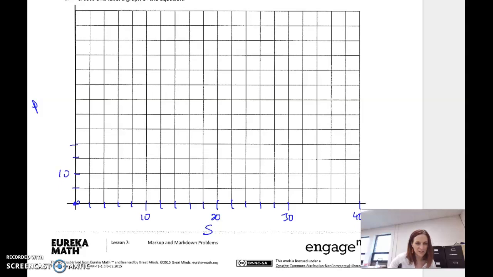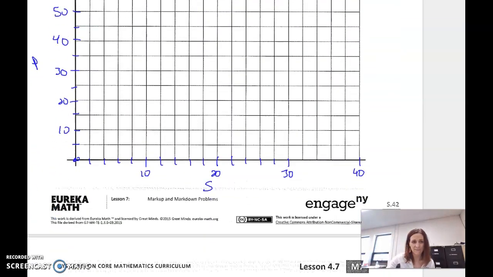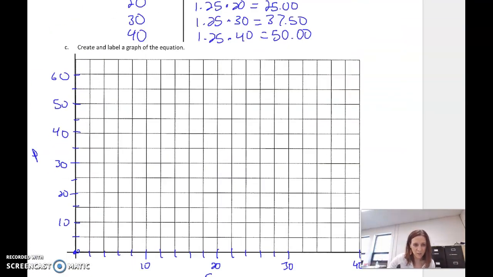5, 10, 15, 20, 30, 40, 50, and we'll stop at 60. Okay. Already got 0, 0 on there. Then I'm going to put 10 and 12.50. Remember, this is an ordered pair. So 10 and 12.50. This is 10, this is 15, so 12.50 would be halfway in between.